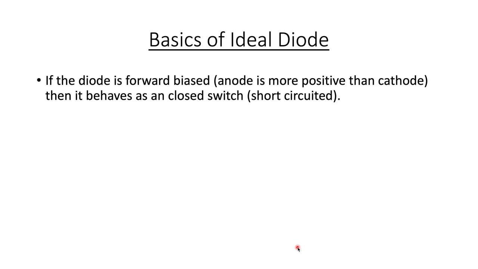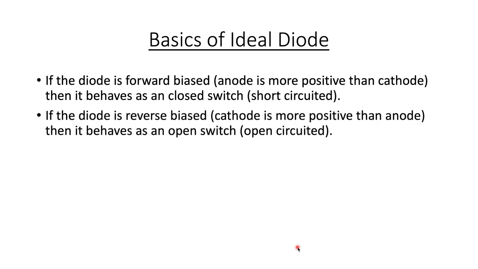We all know that a diode can be forward biased or reverse biased. It is forward biased when the anode is more positive than the cathode, or the potential difference between the anode and the cathode is greater than zero. In that case, for an ideal diode, we can say that it is a closed switch or short circuit. In the case of reverse bias, the cathode is more positive than the anode, or the voltage difference between the anode and the cathode is less than zero. In that case, it behaves as an open switch. So forward biased, it behaves as a closed switch, and reverse biased, it behaves as an open switch.